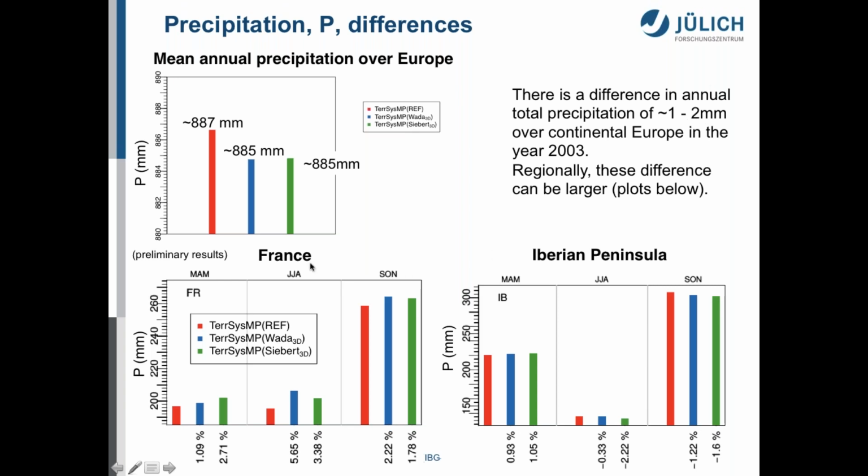And if you look now regionally, over France and the Iberian Peninsula, again, in some regions the difference is much larger and goes into the tens of millimeters. And that would be of great concern to water resources if these kinds of differences persist throughout multiple years.